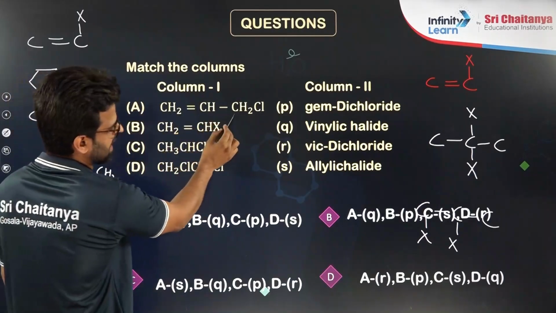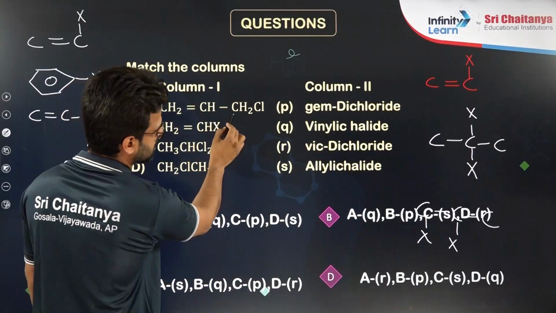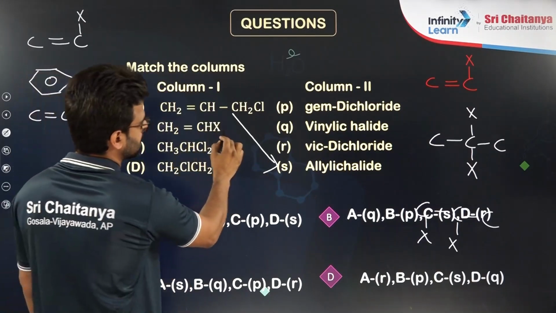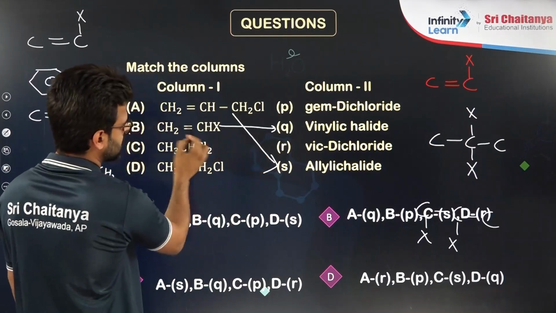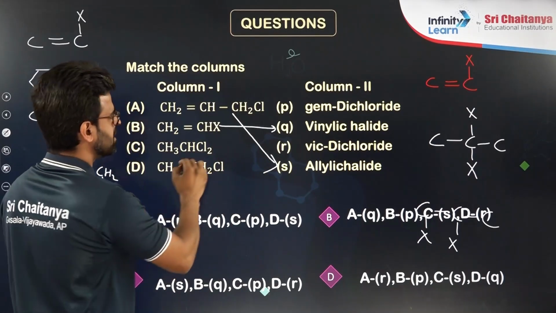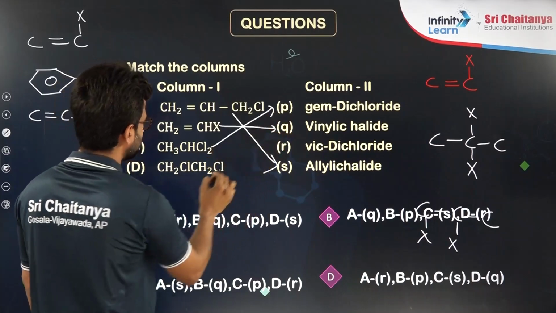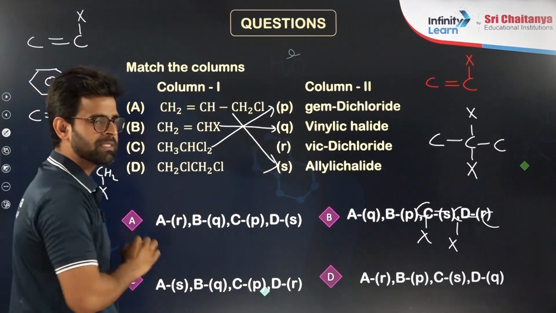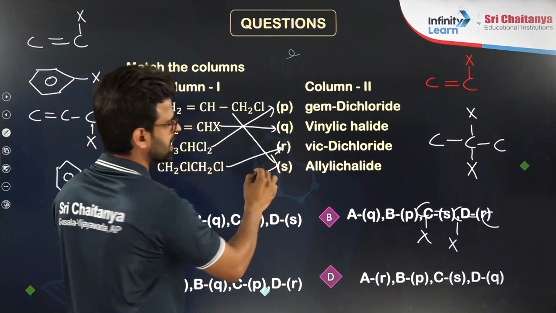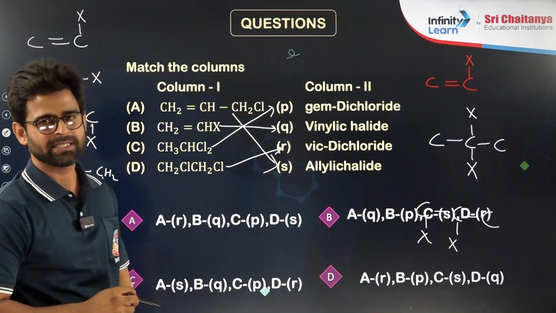It is our allylic halide, so this A should give us S. This is our vinylic halide as X is present on the double bond carbon. Here both chlorines are present on the same carbon, so it is geminal dihalide, and here chlorines are present on adjacent carbons, so that's why we will say this is our vicinal dihalide.